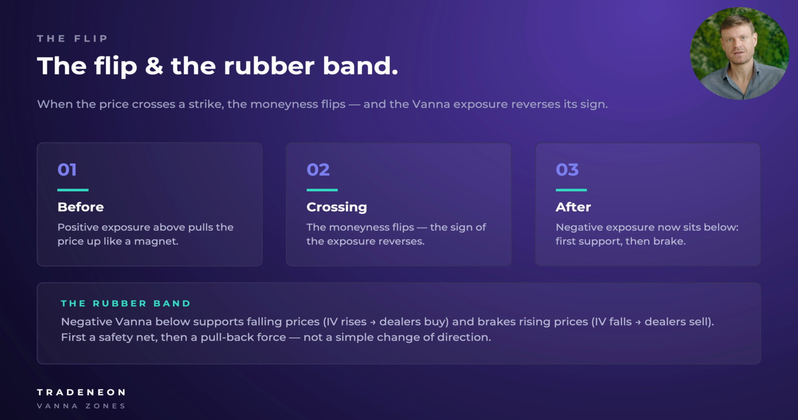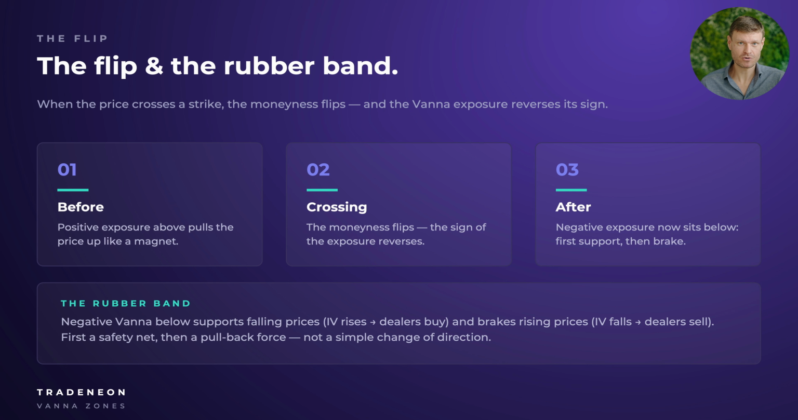An example. Above the price sits positive exposure, a magnet pulling the price up. The price rises, crosses this level, and just like that, the positive exposure turns into negative exposure that now sits below the price. Now pay attention, because this is the part that almost always gets misunderstood.